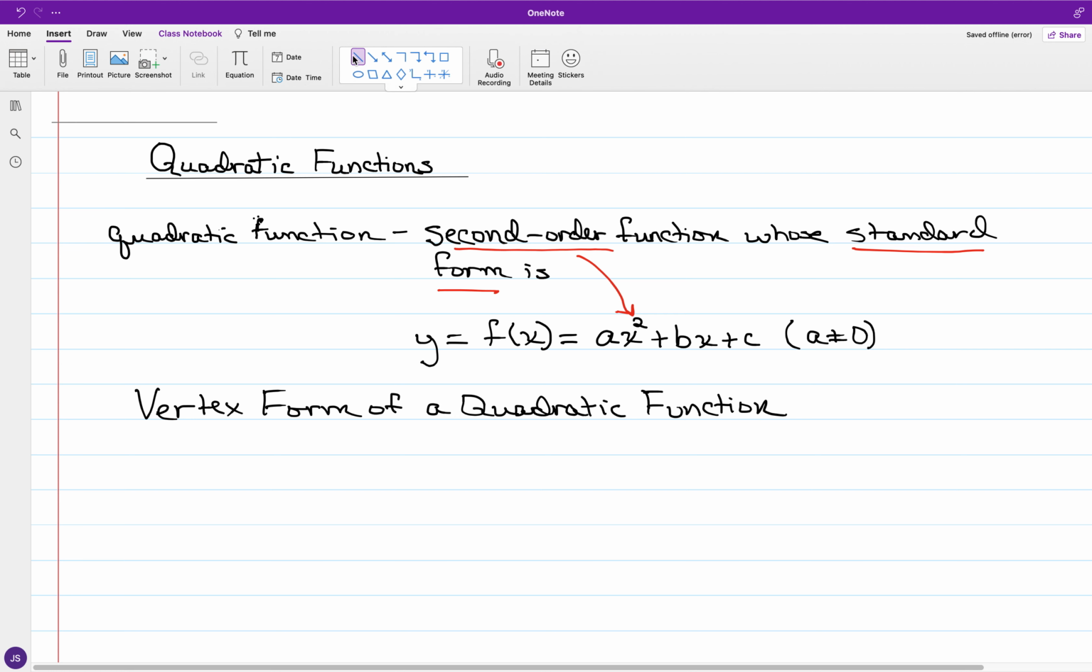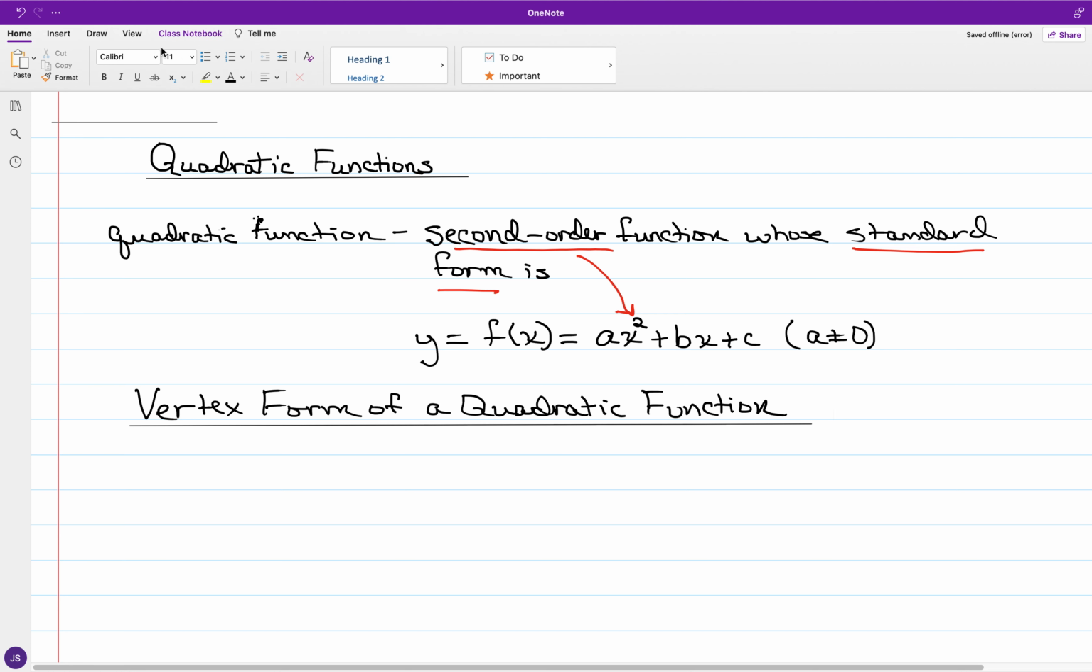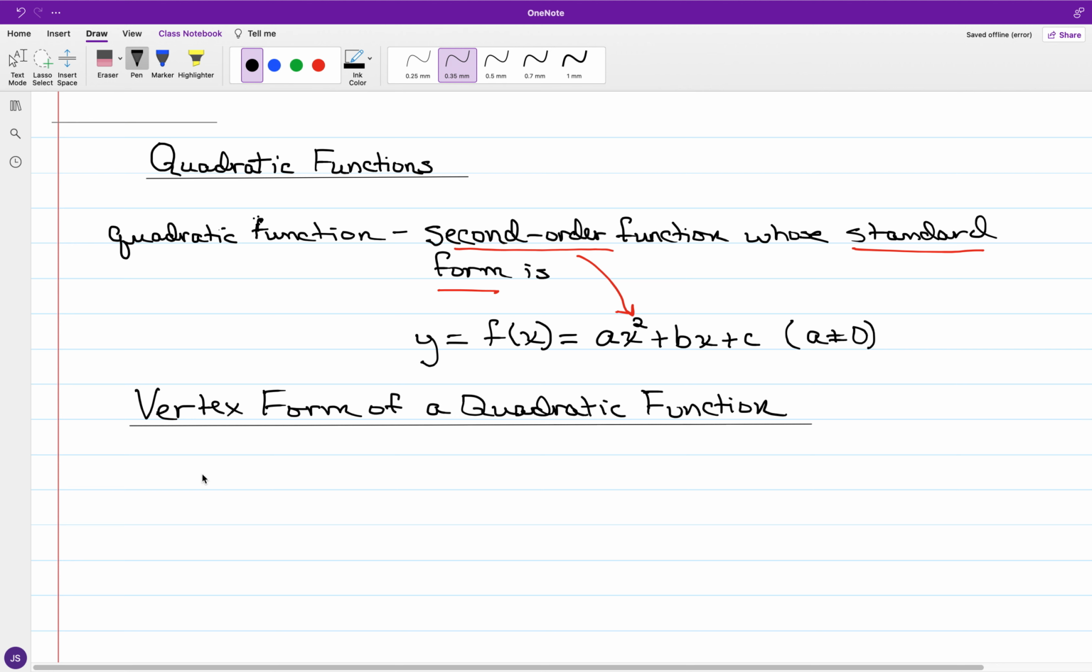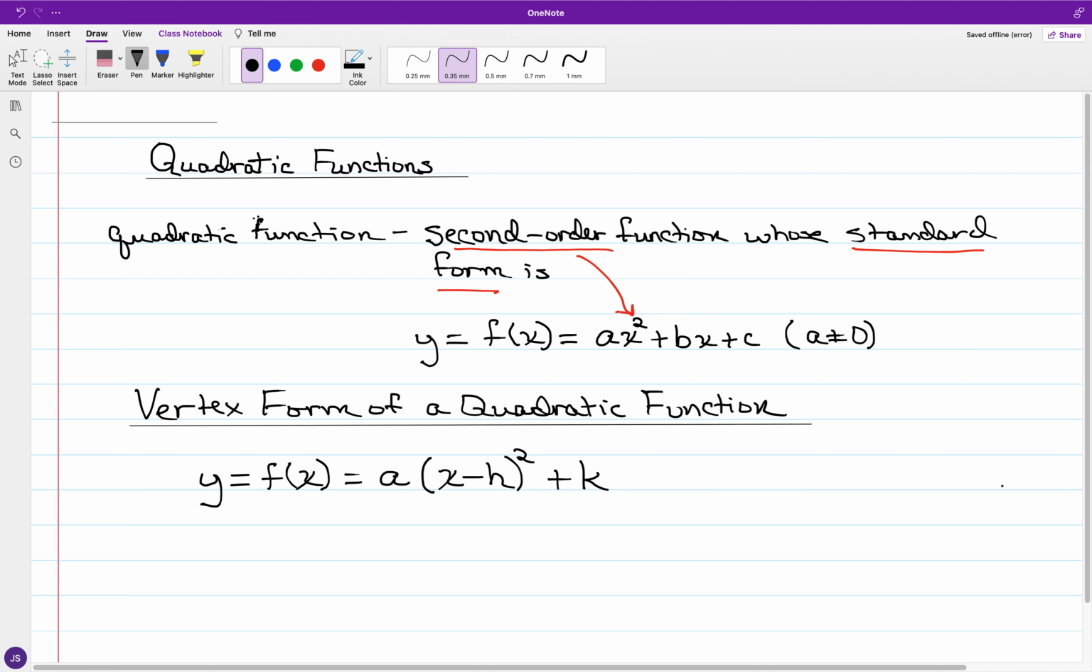And for what we have in the case of the vertex form of a quadratic function, we're going to have y is equal to f of x, and we're going to have the same leading coefficient a, but for the vertex form, we have a times the square of the binomial x minus h, followed by a constant value k.